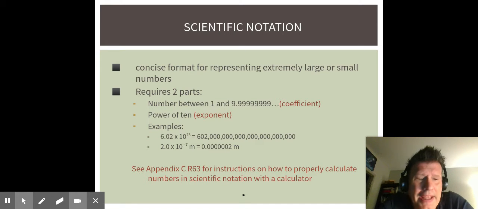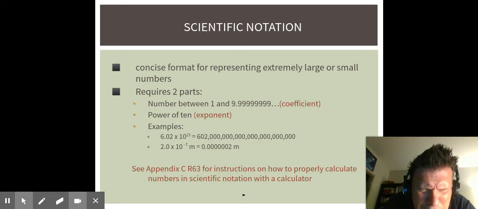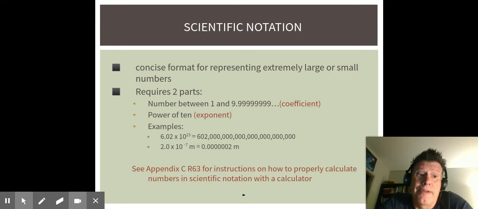All right. So again, these are the notes from Mrs. E. She says to use Appendix CR63 for instructions on how to properly calculate numerical and scientific notations with a calculator. Everybody has a different calculator, and it's going to be very important for you to know how to use yours.